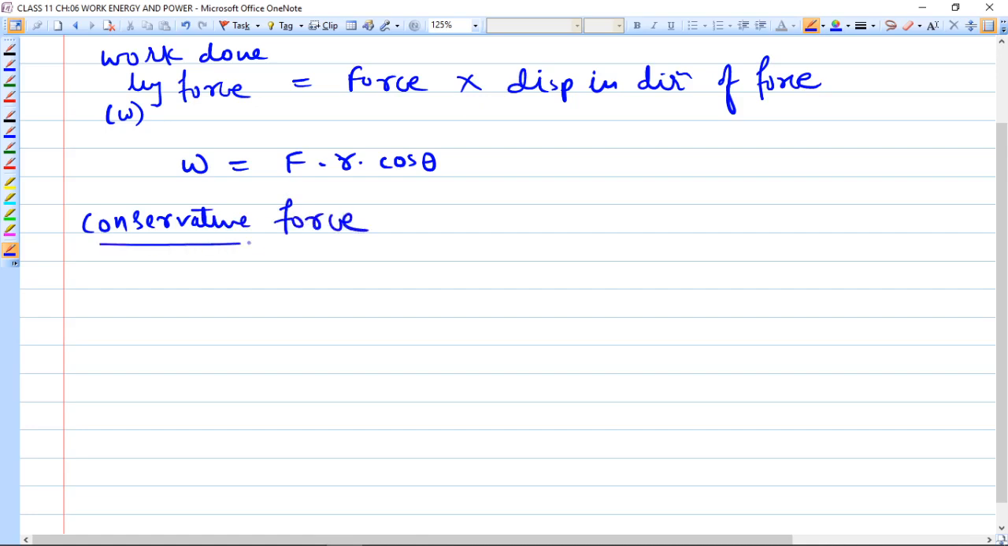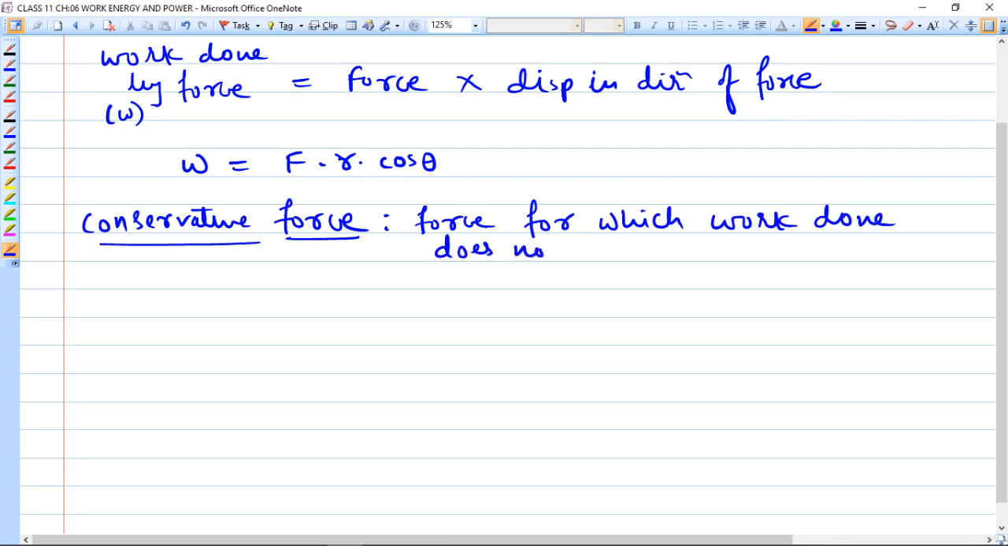Conservative force. Okay, this is completely new for you. What is conservative force? Conservative force means: force for which work done does not depend on path. Simple, very simple.